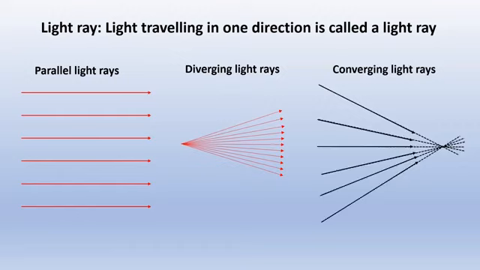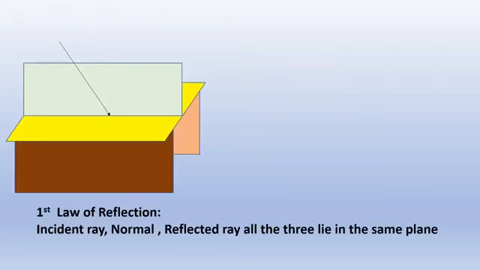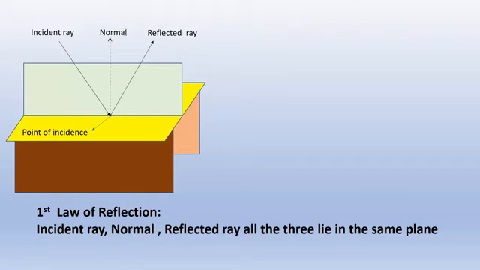Now let us look at the laws of reflection of light. If a light ray is incident on a surface, the point at which the light ray is incident, we call it the point of incidence. The incident ray will get reflected. We call this the reflected light ray. An imaginary line perpendicular to the surface at the point of incidence is called the normal.